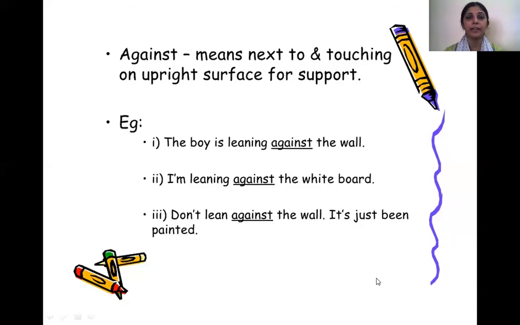Here is the explanation of the preposition against. It means next to and touching an upright surface for support. You know, sort of leaning on the wall. The boy is leaning against the wall. I'm leaning against the whiteboard. Don't lean against the wall. It has just been painted.